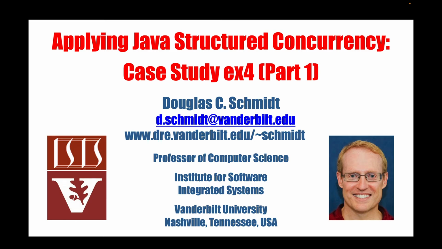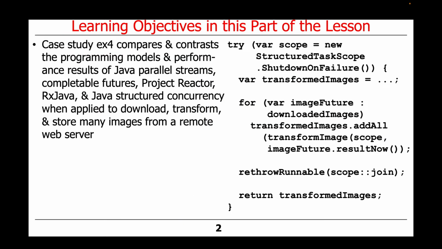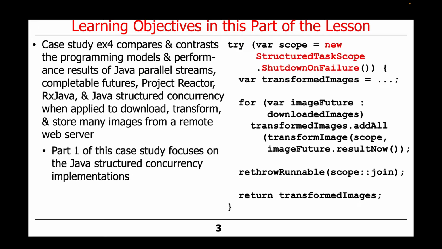Welcome to part 1 of case study ex4, where we'll show how to apply Java structured concurrency mechanisms. Case study ex4 compares and contrasts the programming models and performance results of Java parallel streams, completable futures, Project Reactor, RxJava, and several Java concurrency mechanisms that are applying structured concurrency to download, transform, and store many images from a remote web server. Part 1 of this case study is going to focus on the Java structured concurrency implementations.